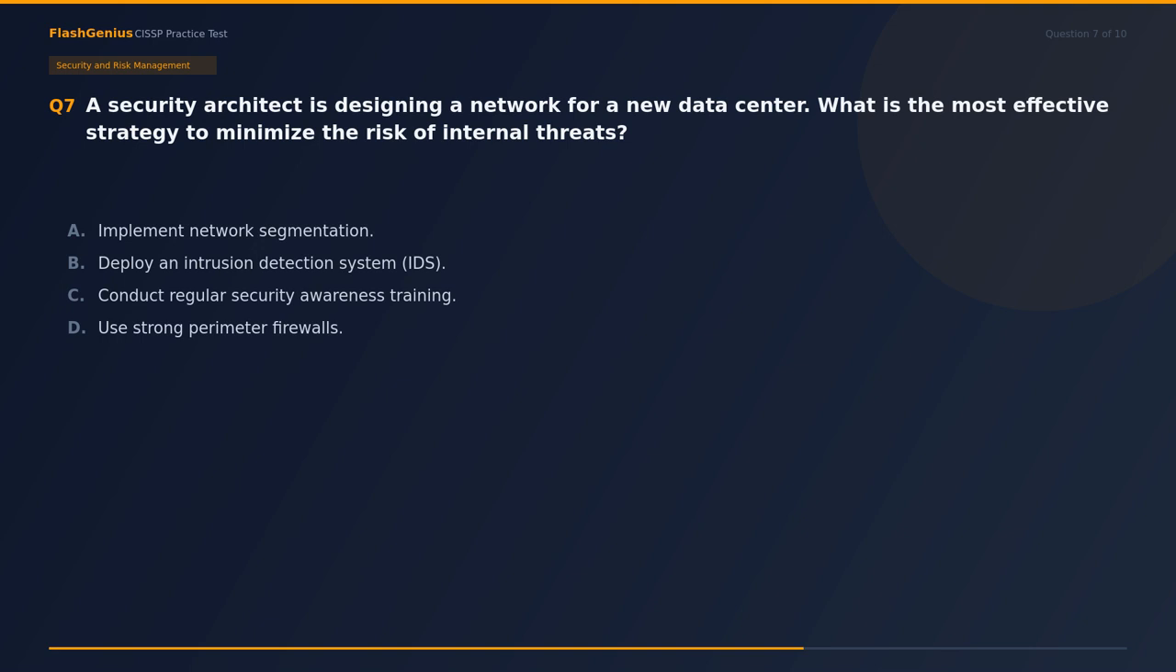Question 7. A security architect is designing a network for a new data center. What is the most effective strategy to minimize the risk of internal threats? Option A, implement network segmentation. Option B, deploy an intrusion detection system, IDS. Option C, conduct regular security awareness training. Option D, use strong perimeter firewalls. Take a moment to think about your answer.